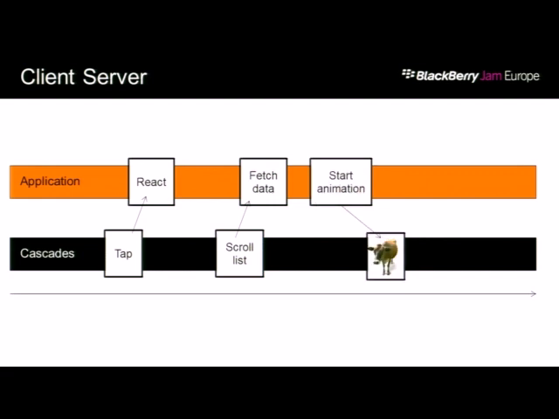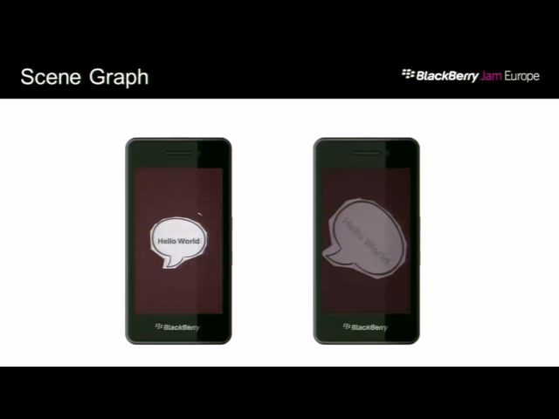Or, for example, you want to start an animation of this cow. So you want to start rotating the cow. And then do something else. And you can do whatever you want here, whatever complicated calculation or fetching Facebook data or whatever. This will keep on animating smoothly, just like PowerPoint does it. So that was the server client.